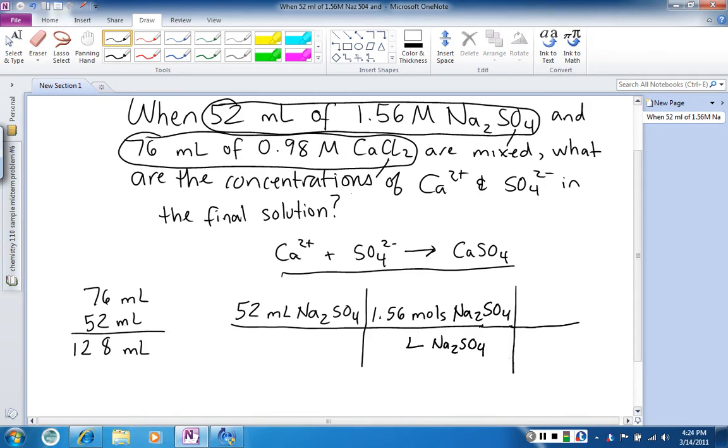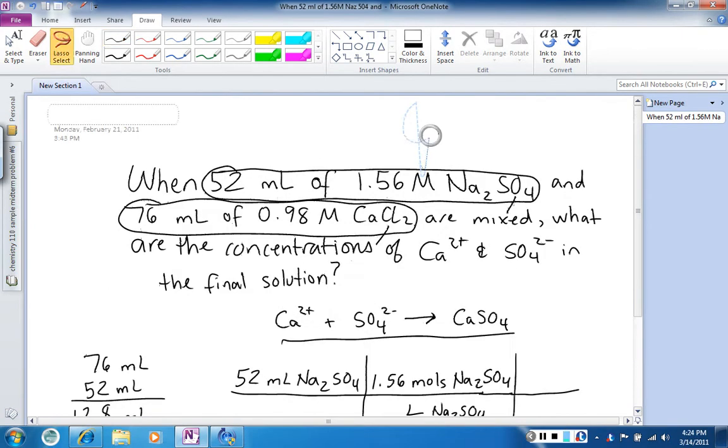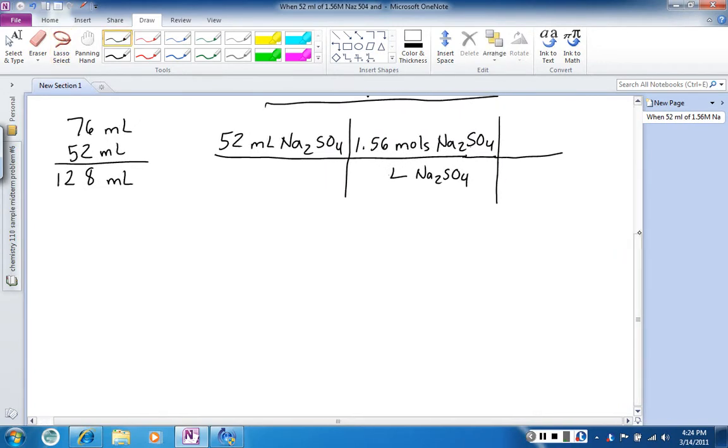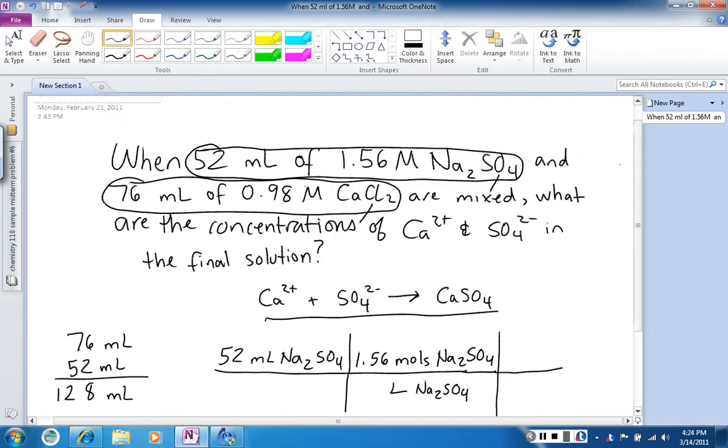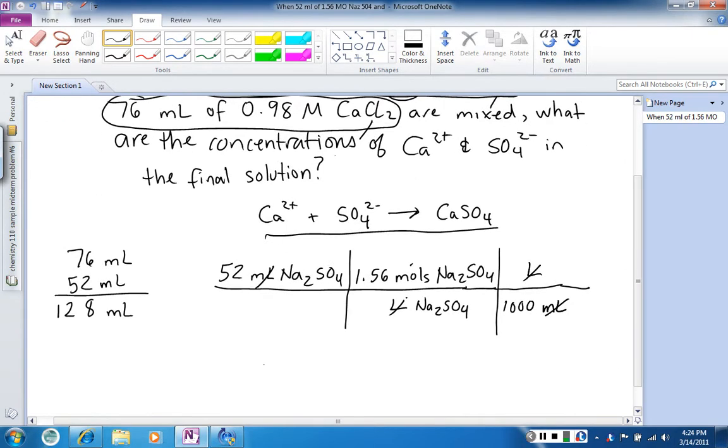So the key step there is being able to write molarity as moles per liter. Okay, that's a big step in these problems. So now we're in milliliters. We want to get out of milliliters. So there's 1,000 milliliters per liter. So we cancel out our milliliters. We cancel out our liters. We are in moles of Na2SO4. And I'm going to continue this down below here.